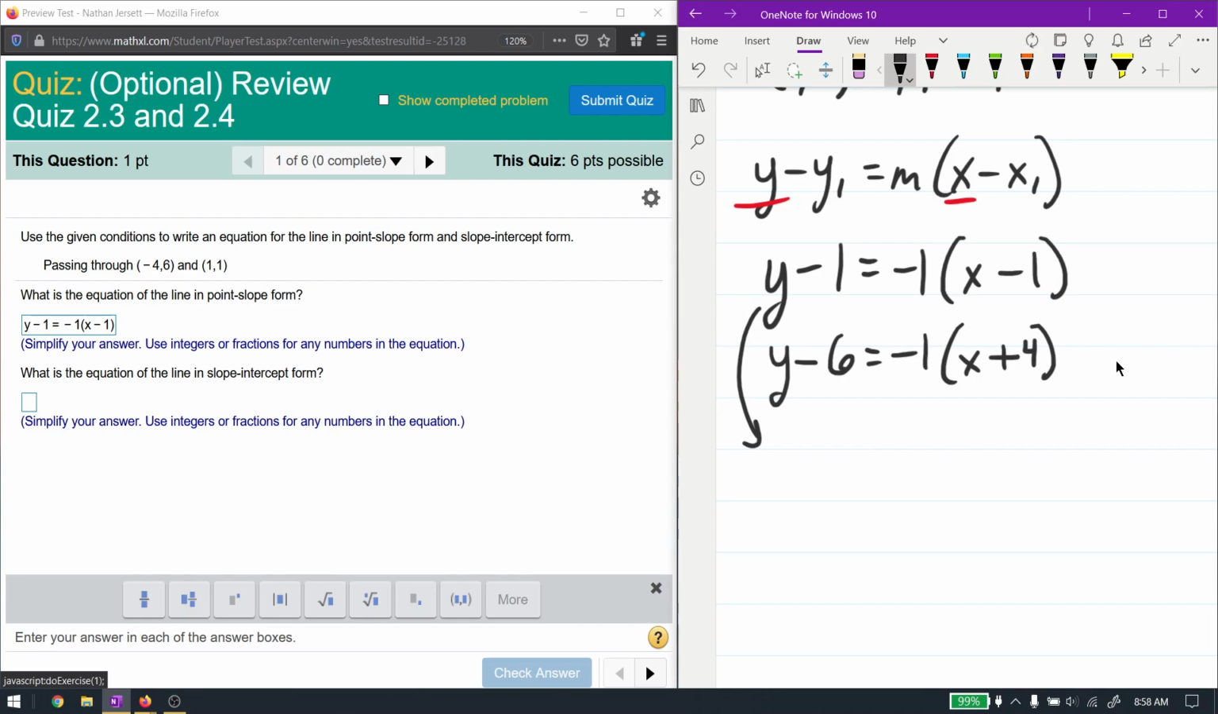So solving this first one for y, I'm going to first distribute the -1 and then add 1 to the other side.